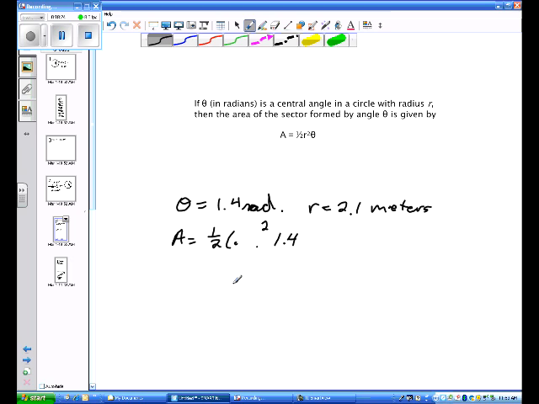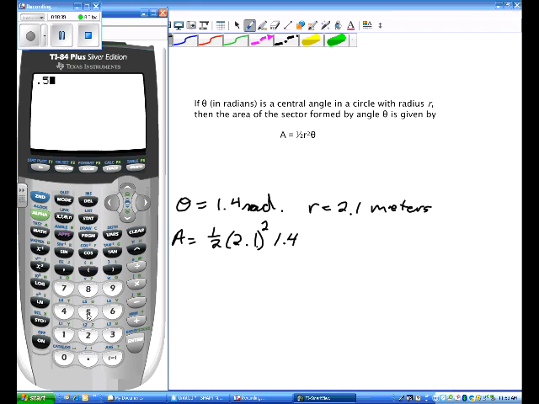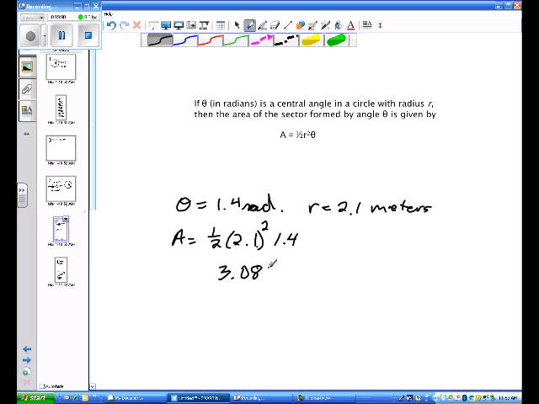It's a little hard to read. Okay, let's use our calculator to find an approximate area. So we could use 0.5, 1/2, times 2.1 squared times 1.4. And we get approximately 3.087. Now, let's look at our units. This 2.1 was meters, and so when we squared this, we have meters squared. Anytime you're doing area, your units are going to be in square units.